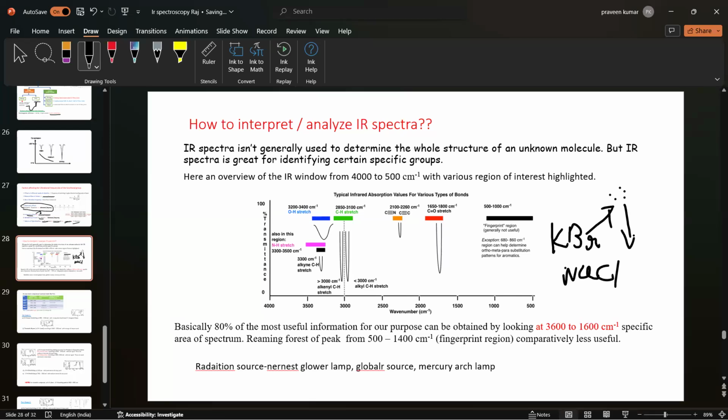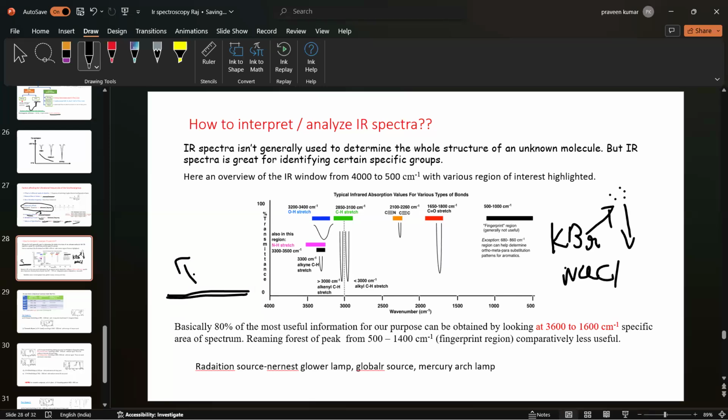In the mull technique, which oil is used? Mineral oil, which is nothing but liquid paraffin. We prepare a paste with the oil and spread it on a plate, and this plate goes for the IR analysis. Next, the liquid and gas samples are also analyzed by the IR using different techniques.